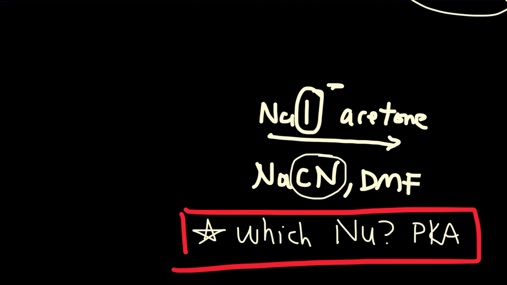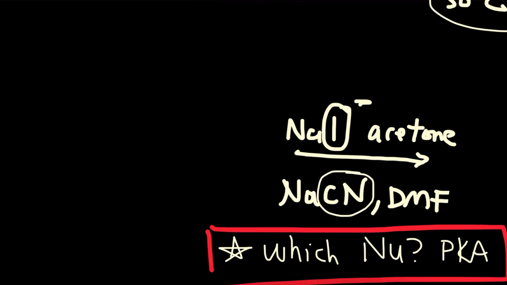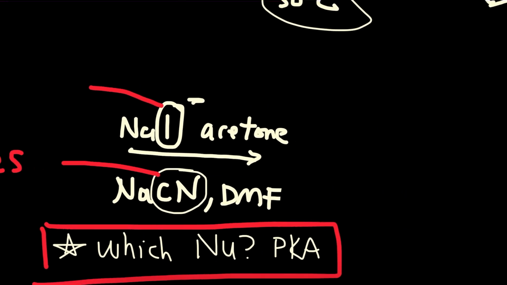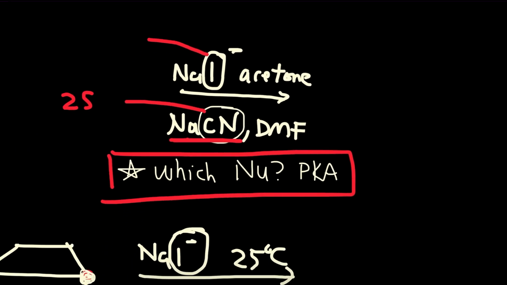So you will look at the pKa in that case. So iodide is a conjugate base of a strong acid, so it has a very low pKa, whereas nitrile is an alkyne, so it has a pKa of 25. The more basic it is, the better the nucleophile. So this is going to be what will react with the substrate to form the new product.